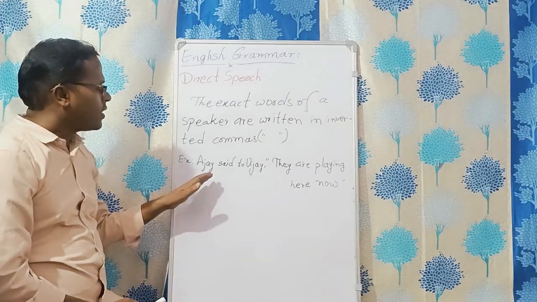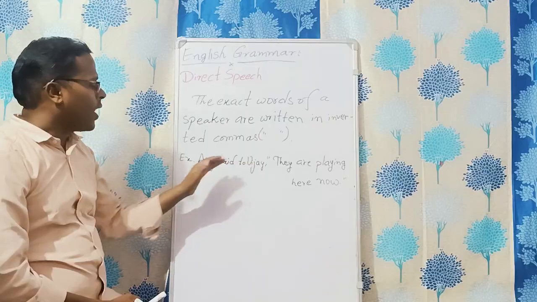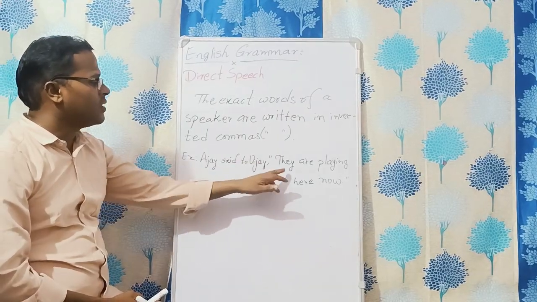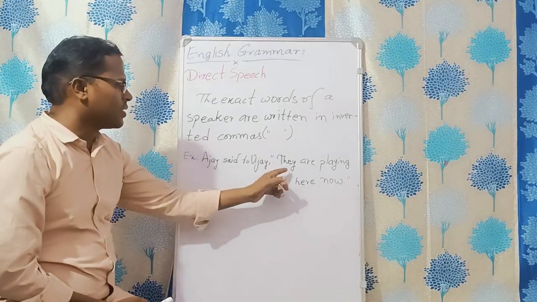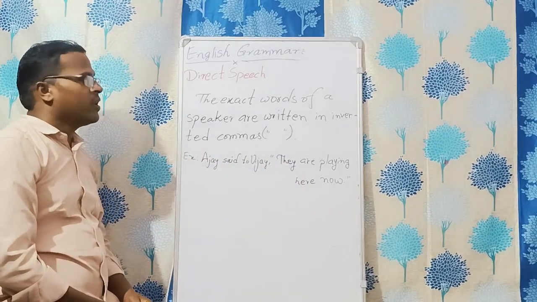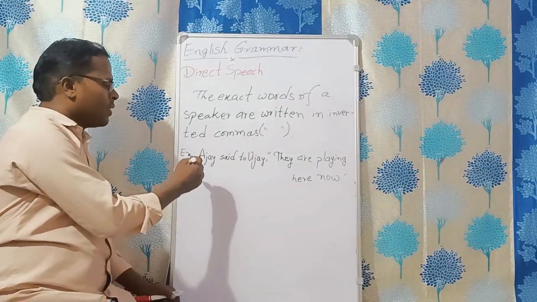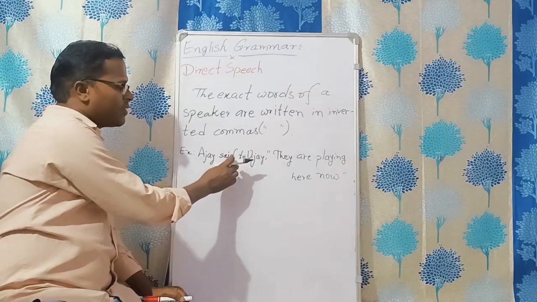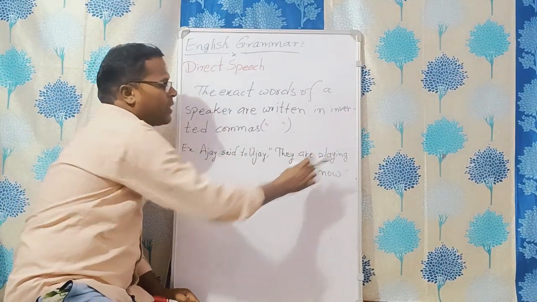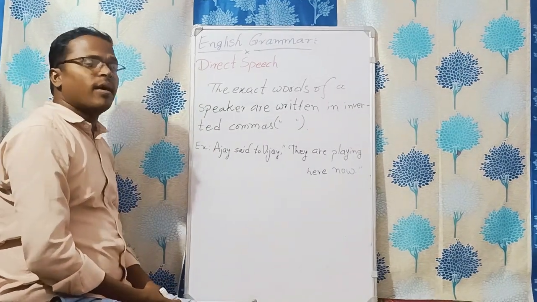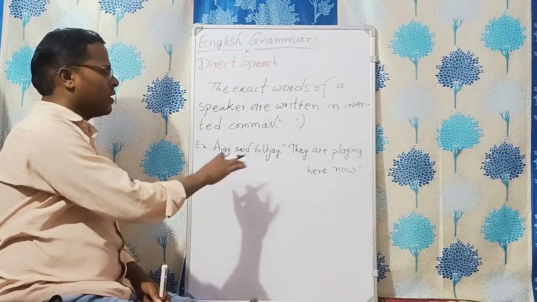See, here Ajay is the speaker and Vijay is the listener. What did Ajay say to Vijay? The exact words of Ajay: they are playing here now. So here said to is a reporting verb, and here they are playing is a reported verb. See, two types of verbs are there depending on the sentence.